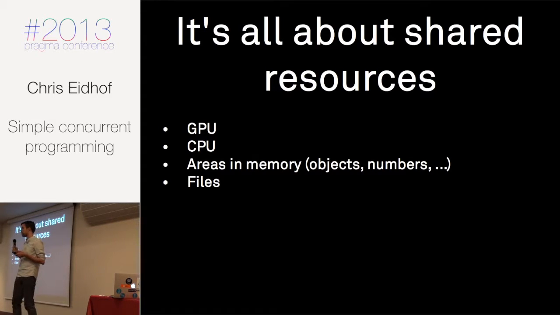Other times, it might be areas in your memory, like, for example, a special kind of number that you are sharing. And sometimes it's files. So it's always good with any async problem to think about, like, what am I trying to make asynchronous and what am I trying to not block?